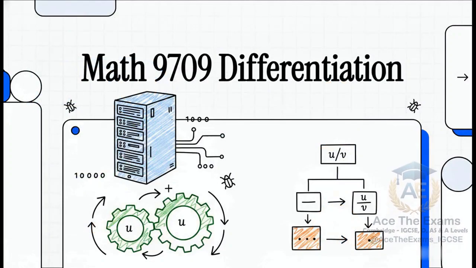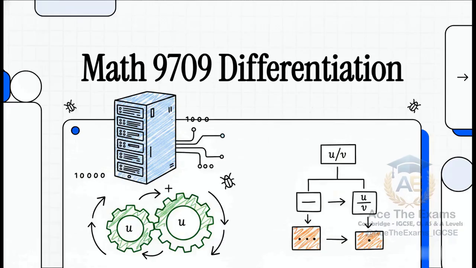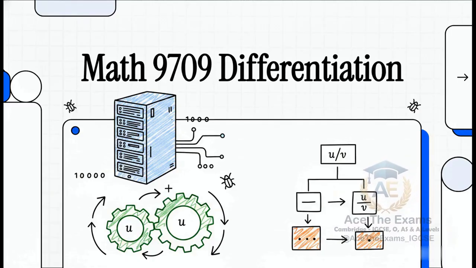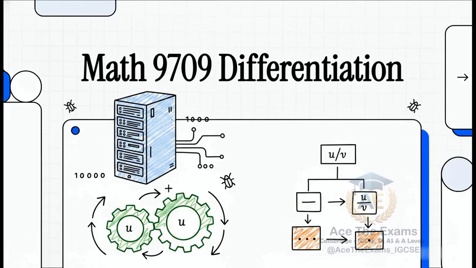And look, we've got our eyes set on the ultimate target mainframe, Cambridge AS and A-Level Mathematics 9709. Let's dive right into this explainer. And honestly, we need to start treating differentiation, and specifically I'm talking about the product and quotient rules, like a strictly defined algorithm that is just waiting to be optimized.